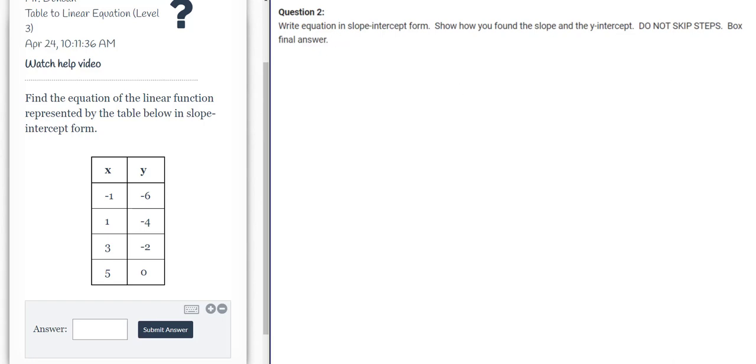Question 2 from the pretest, Math 8 linear test pretest. Question 2, write the equation in slope-intercept form. Show how you found the slope and y-intercept. Do not skip steps. Box final answer.